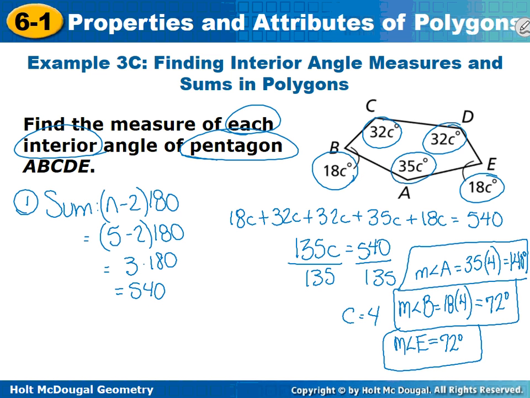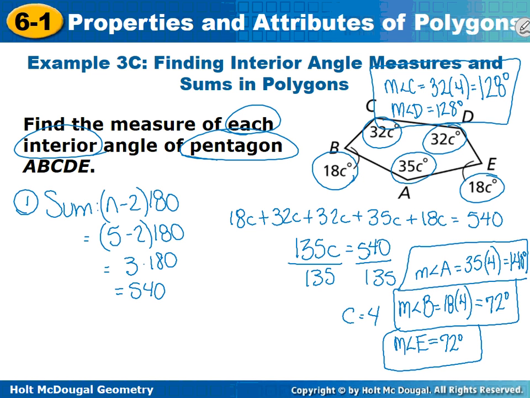Okay, and then the last one that we need to find would be angle C, and D will be the same. So what's the measure of angle C going to be if it's 32 times 4? 128. Don't forget your degree symbol. And so the measure of angle D is also 128. Questions?